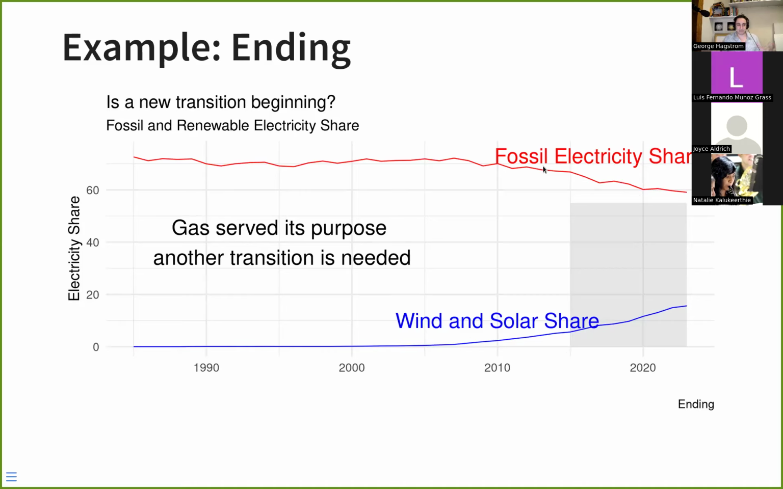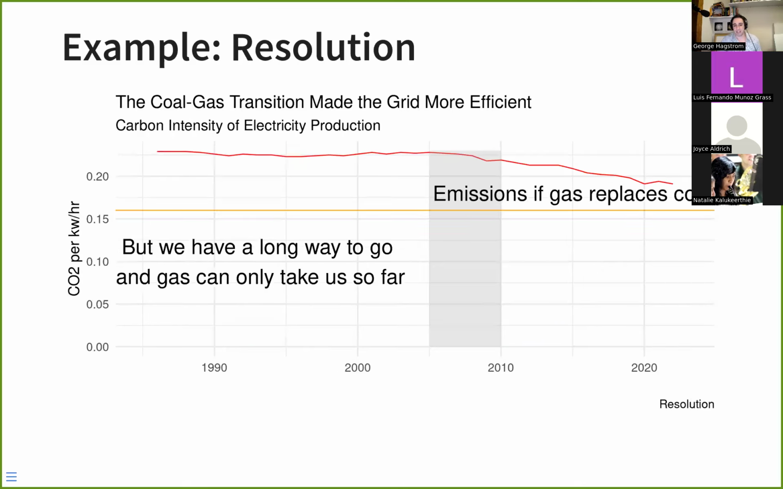Okay, so that's one example of how you could take a story of what happened to the power system, and then you could write out a story, and then for each part of the story you could create a figure or put something in a figure that tried to explicate that part of the story.